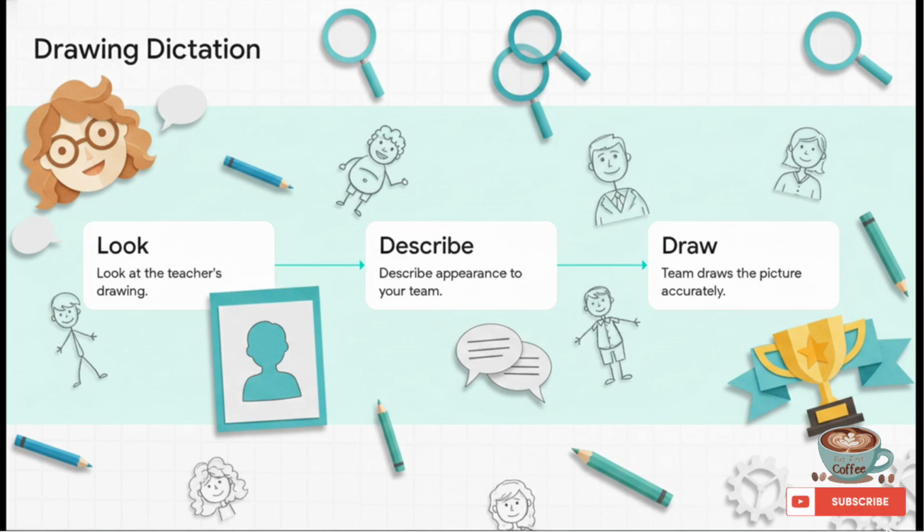Another incredibly fun, slightly chaotic option is drawing dictation. This is a fast-paced team game where you heavily practice those descriptive adjectives. One student looks at a secret drawing provided by the teacher, then runs back to their team and describes the person using phrases like, "He is overweight" or "She has wavy hair." The team members have to draw the picture based purely on that description. The most accurate drawing wins.